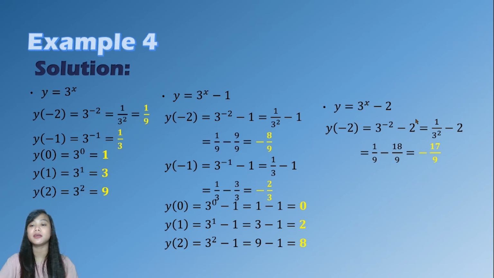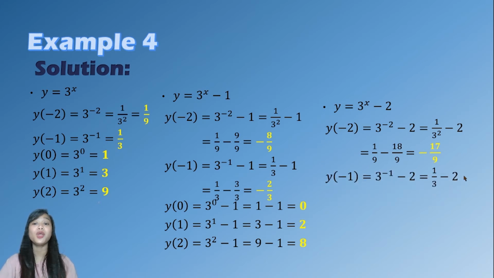Then the LCD of this is 9. So we have 18 over 9 for our 2. So because 18 divided by 9, that is equals to 2. So since your LCD is 9, we transform it in this form. So 1 over 9 minus 18 over 9, that is simply subtract your numerator. 1 minus 18, that is equals to negative 17. Then copy the denominator, which is positive 9. So we have negative 17 over 9 for y of negative 2.